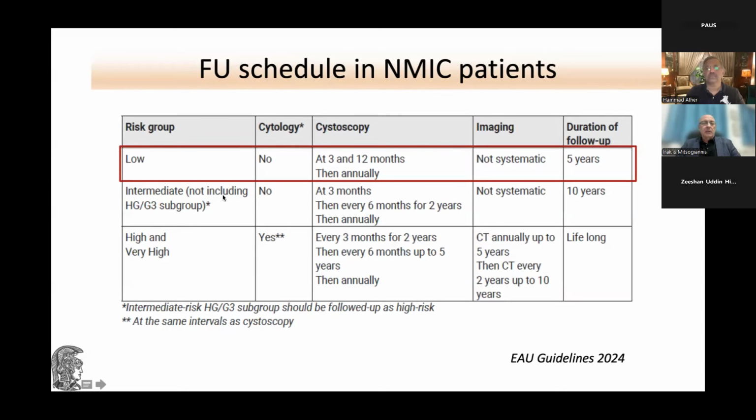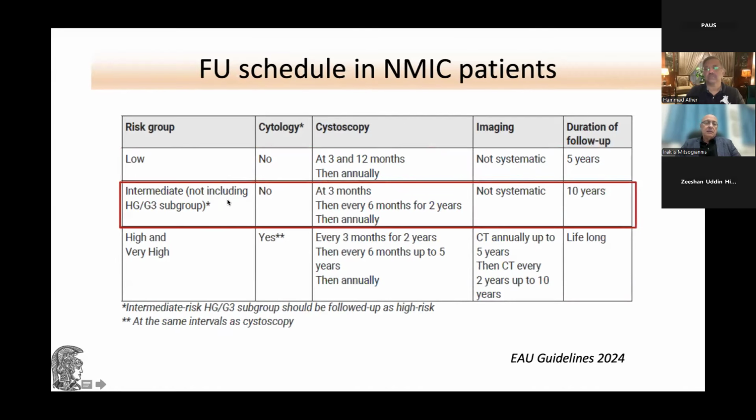In the intermediate group, again, no cytology is needed for follow-up. The frequency of cystoscopies is higher. We have a cystoscopy at 3 months, and then every 6 months for 2 years, and then annually for a period of 10 years. And again, no systemic imaging is mandatory.